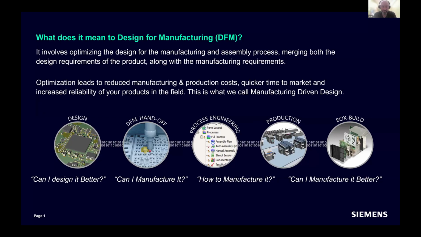And going on, this is kind of the flow that we have from design to manufacturing in PCB, right? We do the design, we then hopefully, before the handoff, have a step where we're doing some validation as well as design for manufacturing. And then this goes into process engineering, both for fab and for assembly, and then, of course, production and finally box build.